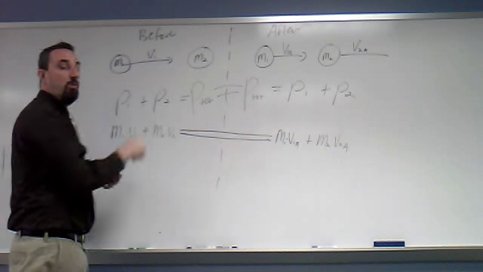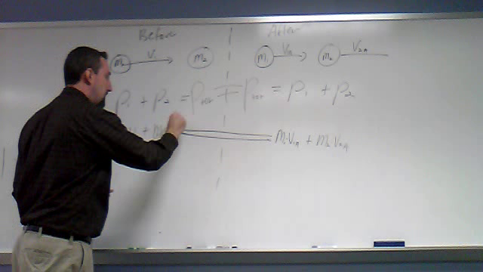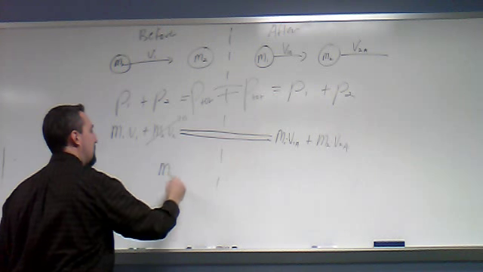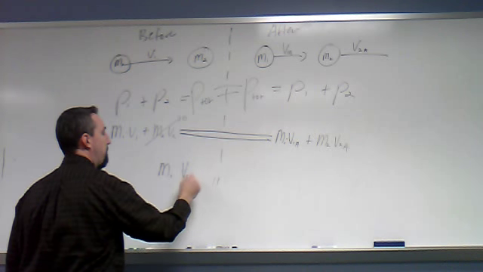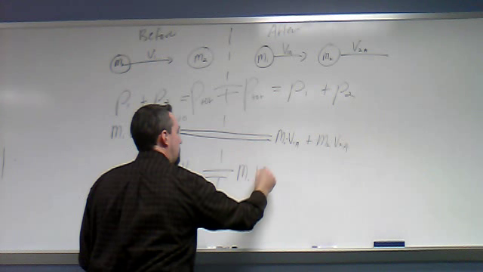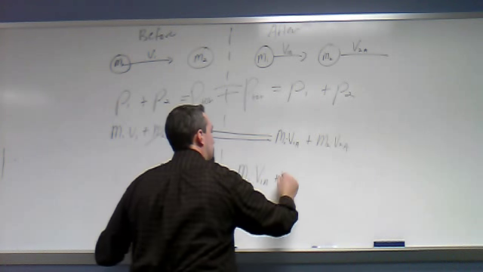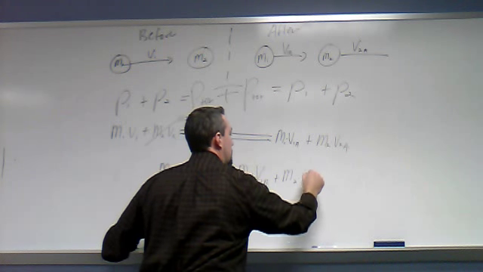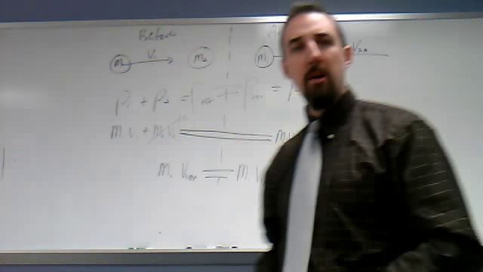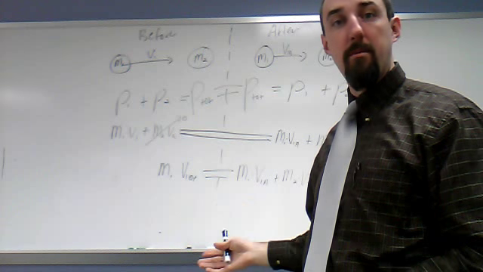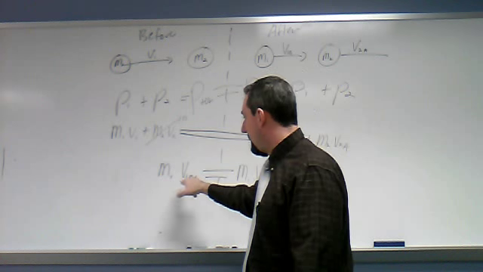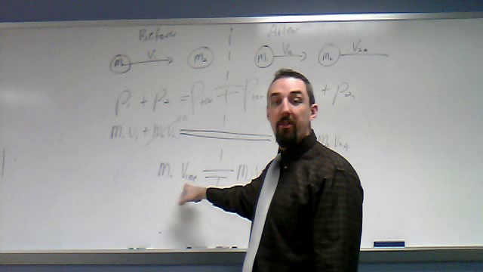Now, since M2 wasn't moving, we already know that this part is 0. So what we have is M1 times V1 before equals M1 times V1 after plus M2 times V2 after. Now, we have an issue here because there are infinite solutions to this problem. Let's say I told you a 100-kilogram object was traveling at 10 meters per second and it hit another 100-kilogram object.